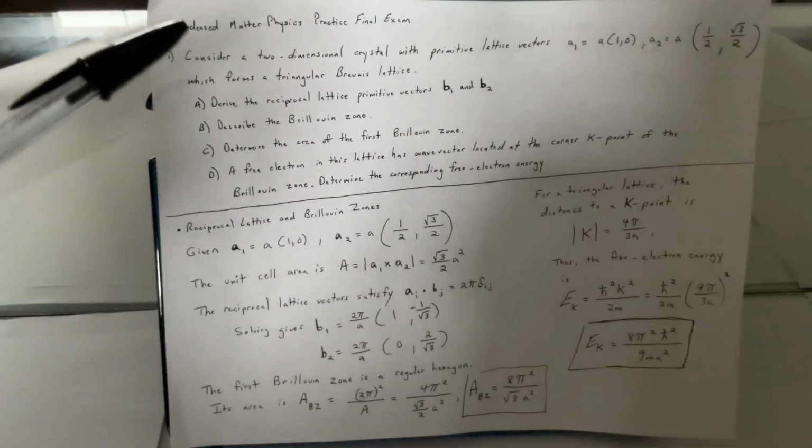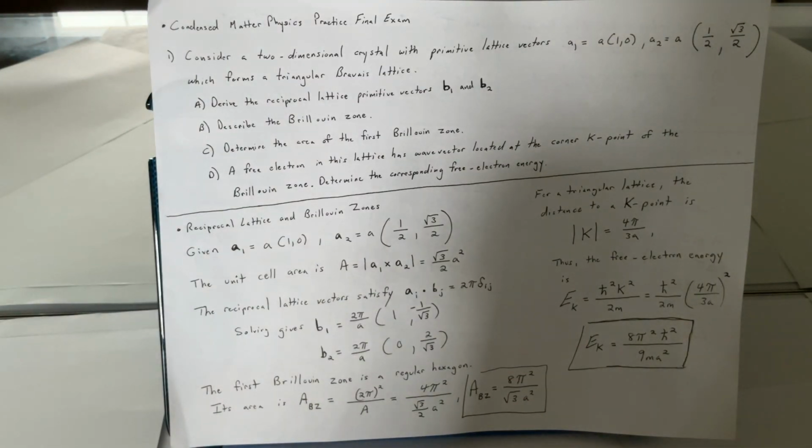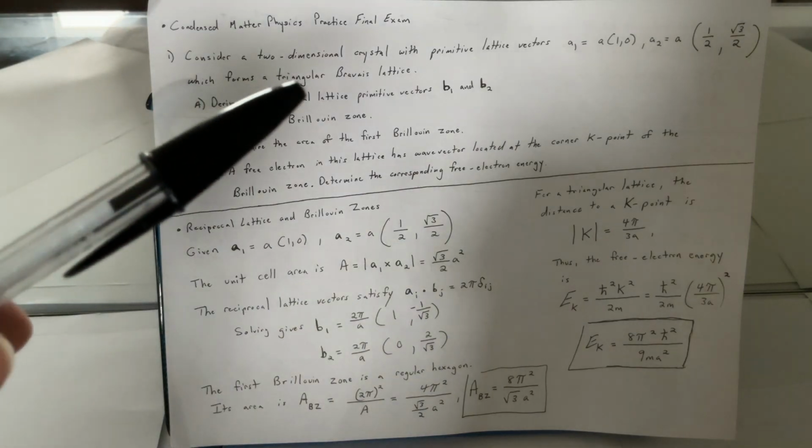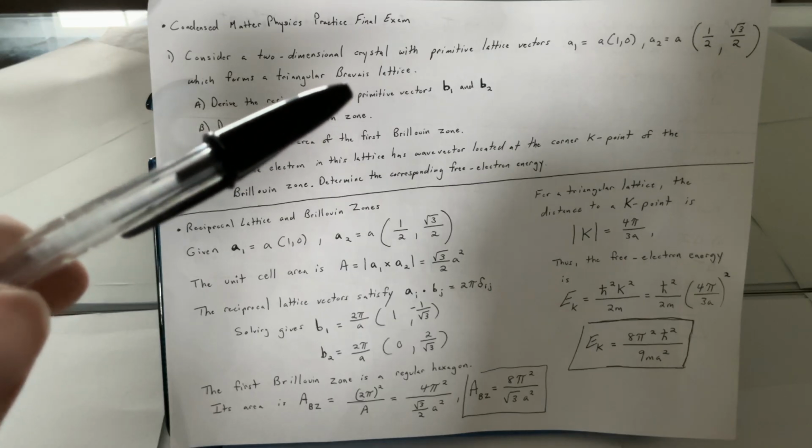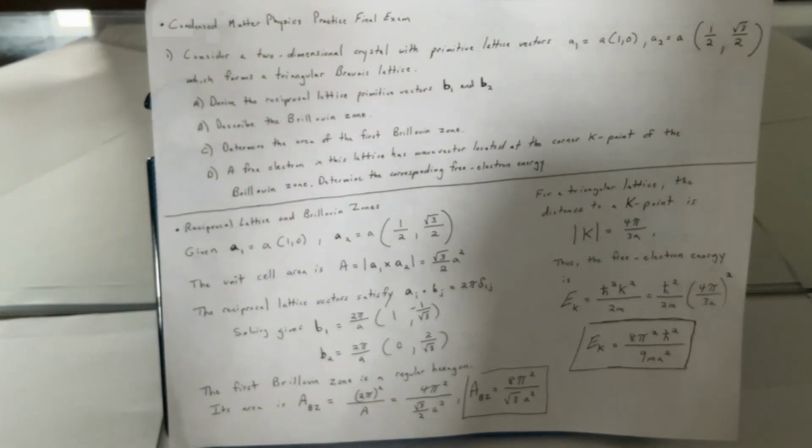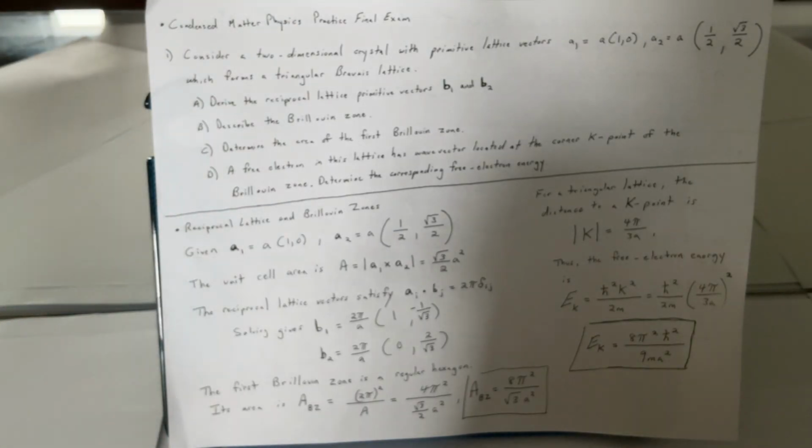Okay, so we have a condensed matter physics practice final exam. So let's begin. Number one, consider a two-dimensional crystal and primitive lattice vectors given here. a1 is a(1, 0), a2 is a(1/2, √3/2), which forms a triangular lattice. Some people would call this a Bravais lattice, some say Bravais.